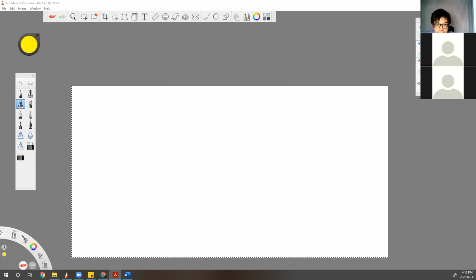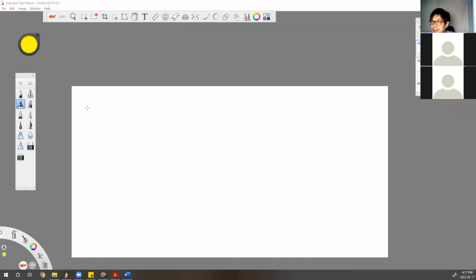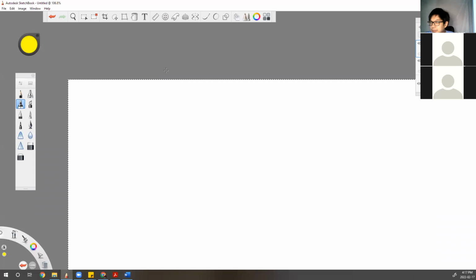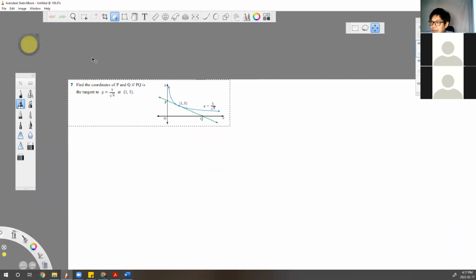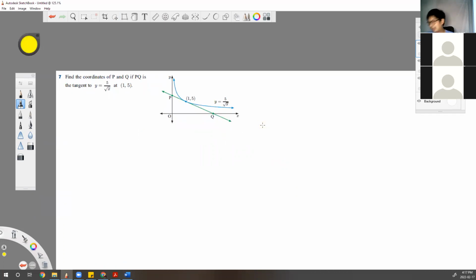This is quite simple. I already did this, by the way, to prepare for our lesson today. Number 7: find the coordinates of P and of Q if the tangent to 5 over square root x is at (1,5). So this is (1,5), and they are sharing the same point, right? So I just simply put this, right? Negative, because it's on the denominator and it is a square root.